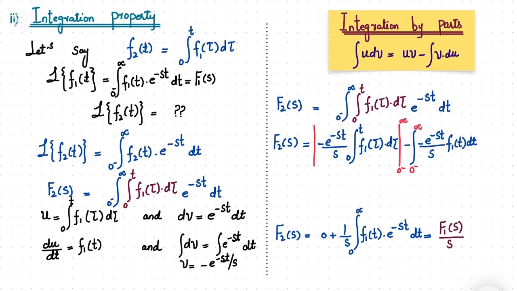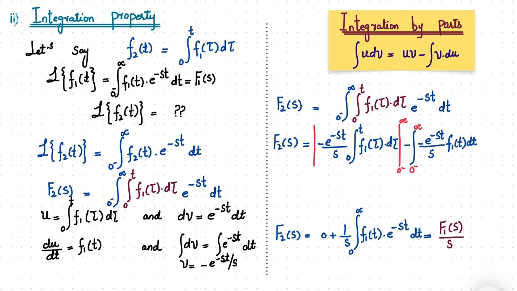But then, since f1 and f2 are related in time domain, and how are they related? Integral of first function is equal to second function. We want to relate how f1 of s and f2 of s would be related with each other, so that every time we do not need to calculate Laplace transform of two functions when they are related by integration of one function with the other.